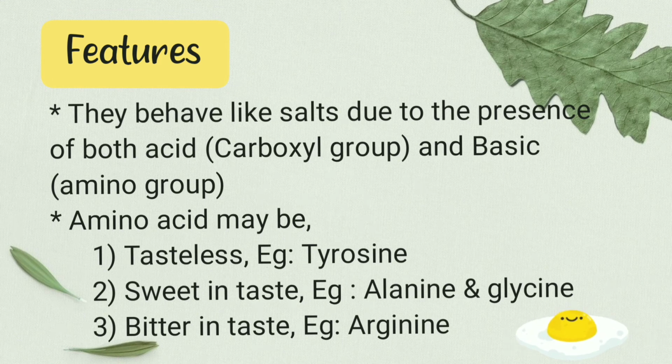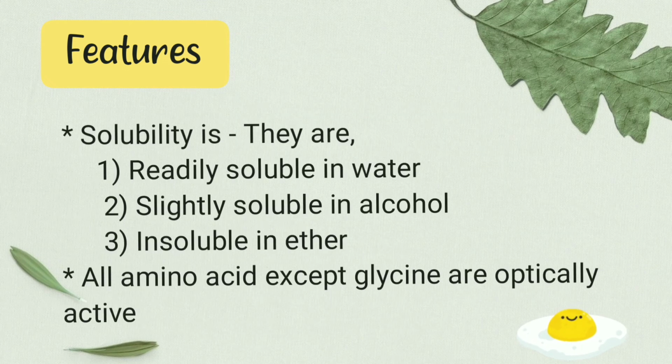Amino acids may be tasteless, for example, tyrosine, may be sweet in taste, for example, alanine and glycine, and may also be bitter in taste, for example, arginine. The solubility of amino acid is as follows. It is readily soluble in water, slightly soluble in alcohol, and insoluble in ether.